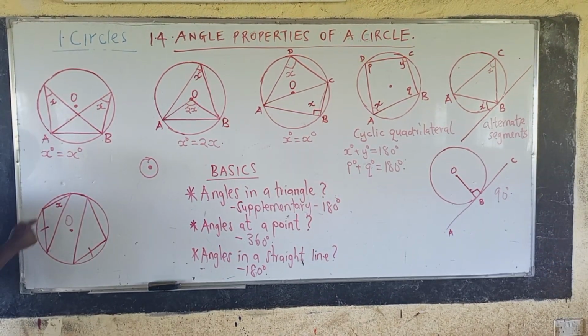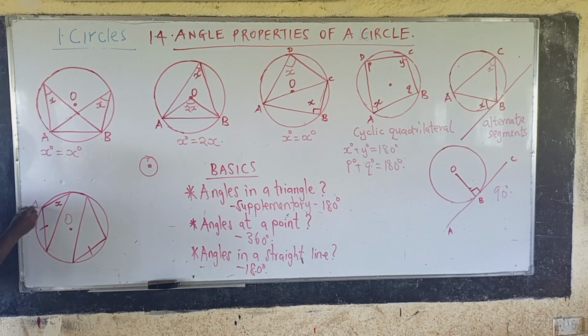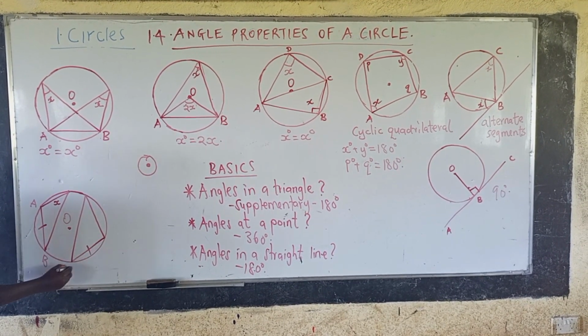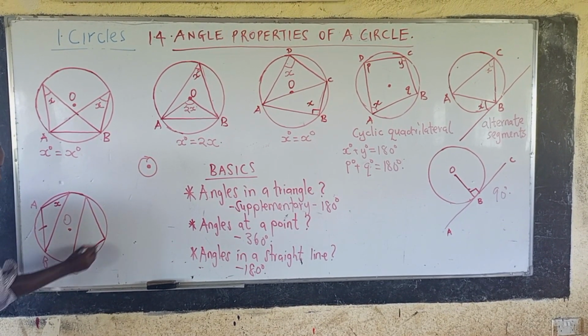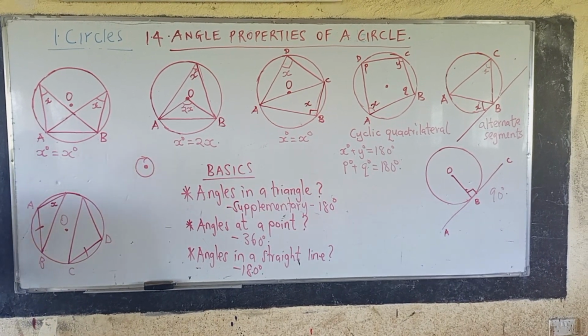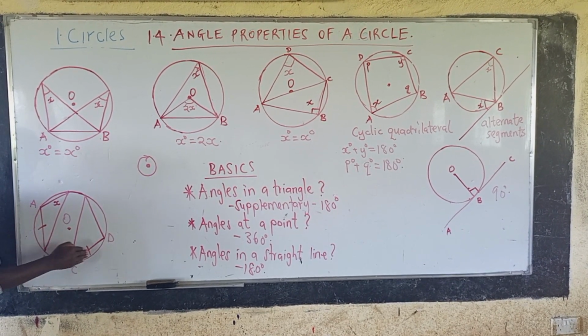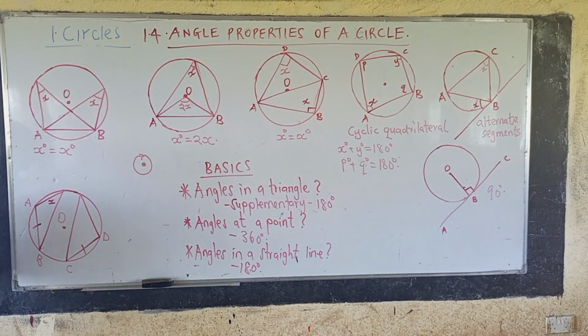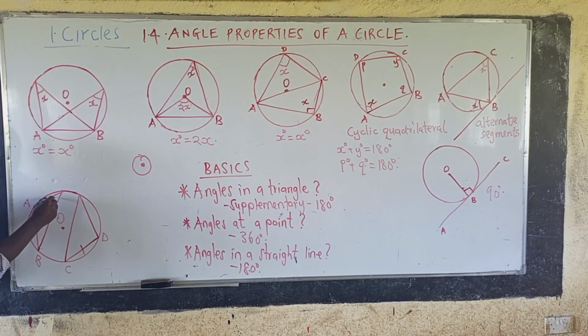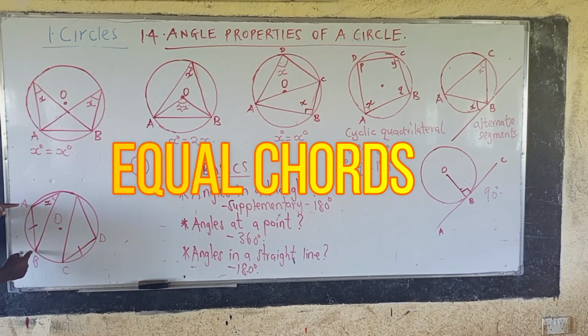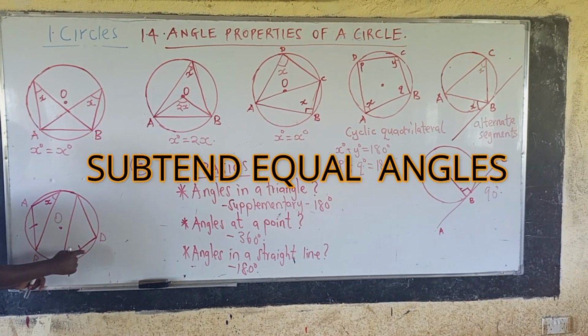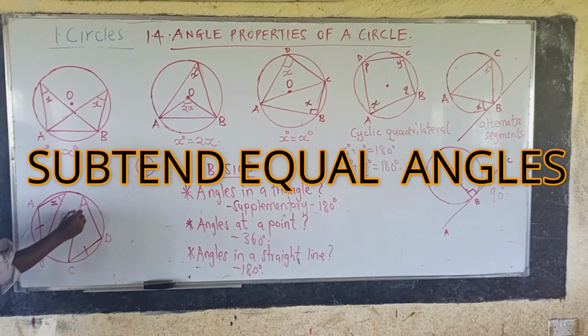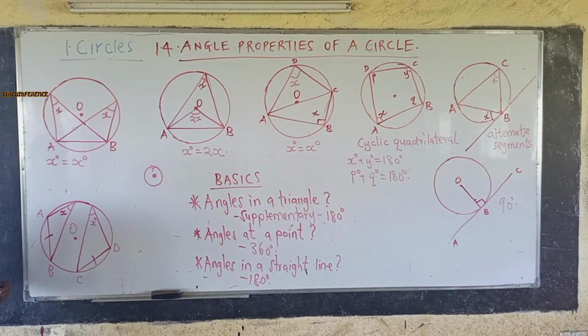So lastly, we have two chords. Let me name them AB and CD. Those two chords are equal, as you can see, I've indicated that they are equal. And this is what we know about equal chords: equal chords subtend equal angles. So if AB subtends x degrees, CD is also going to subtend x degrees to the circumference.